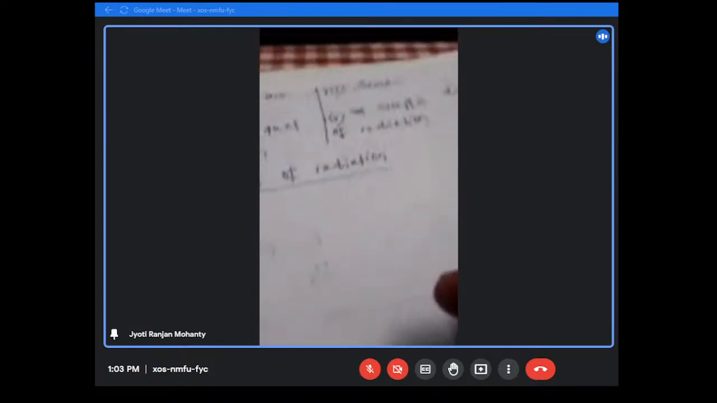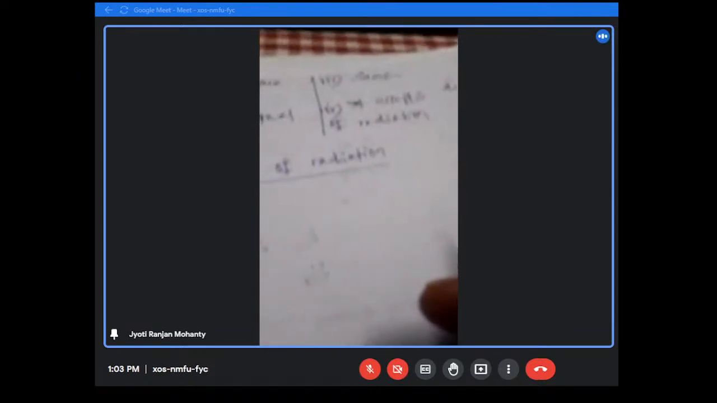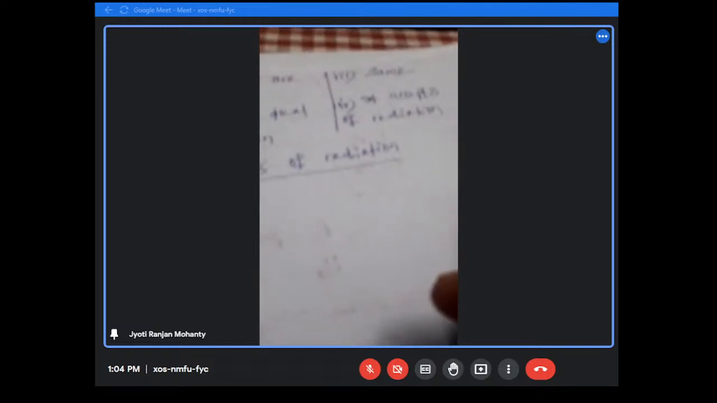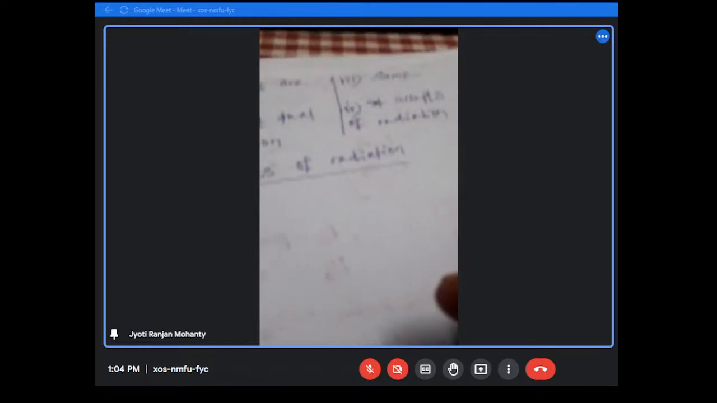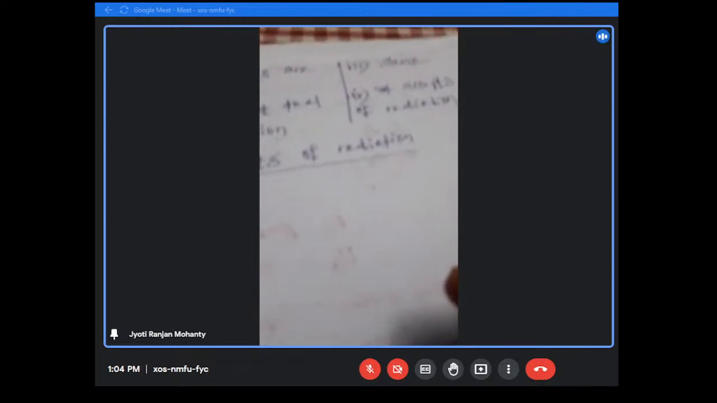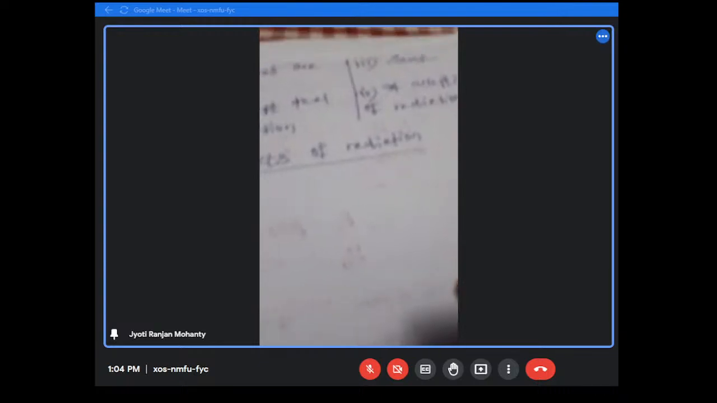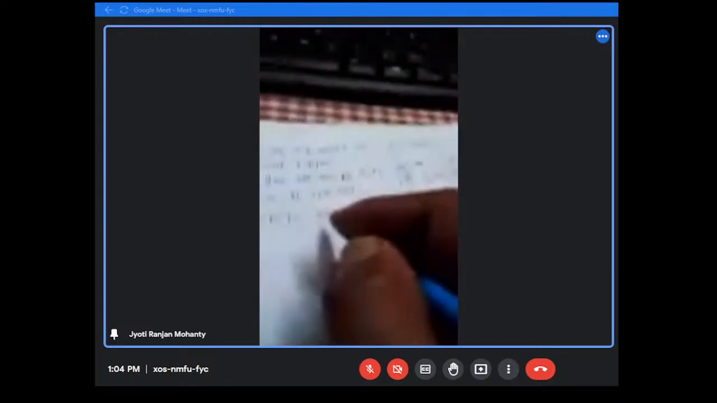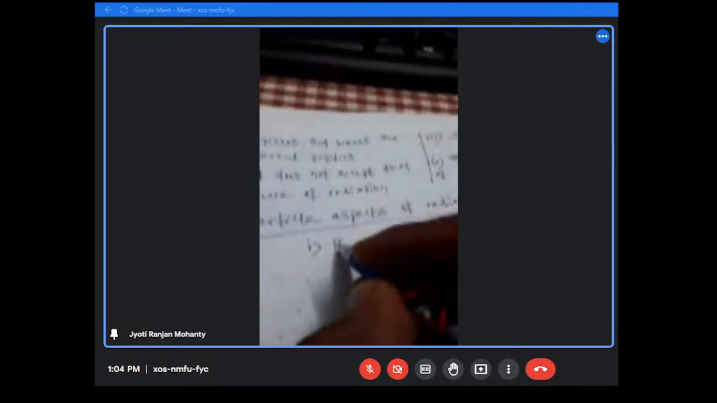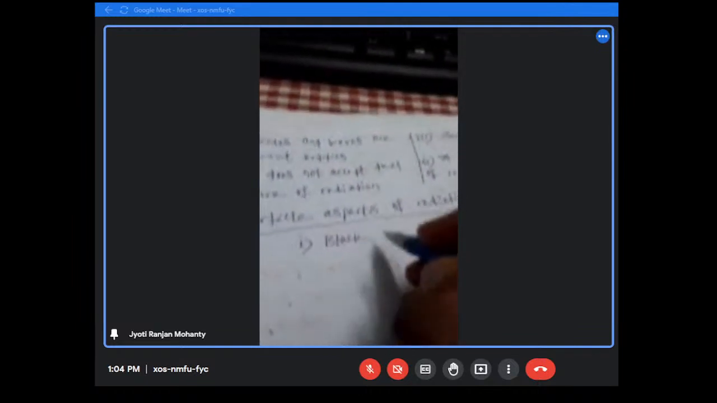Particle aspects of the radiation. So basically there are five experimental things which explain about the particle nature of the radiation. Means from that experiment we can say the particles are present. Okay. So what are the three? First we have to study the three experimental things. The first one is black body radiation.